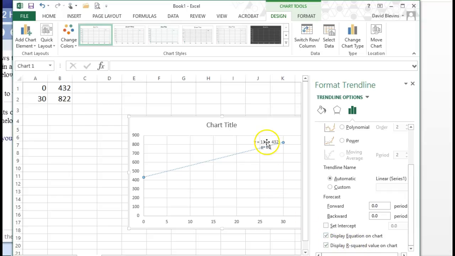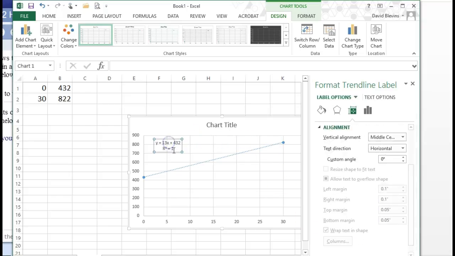Well, you don't need the r² value for this problem. You will for possibly some stuff later. But there's what we need: 13x plus 432.